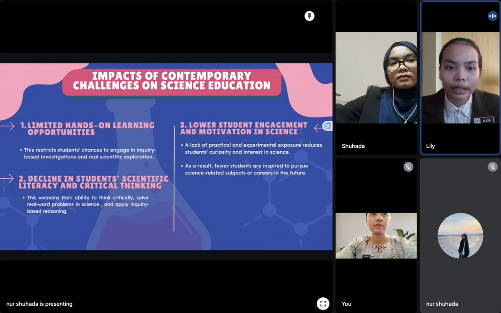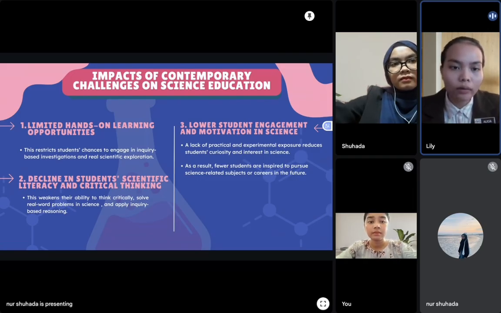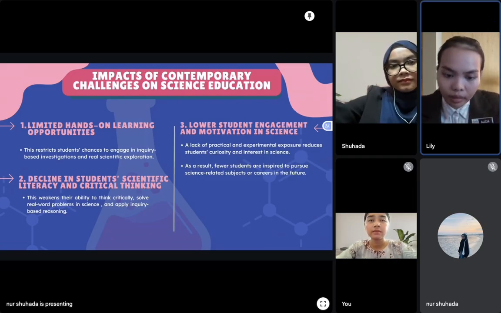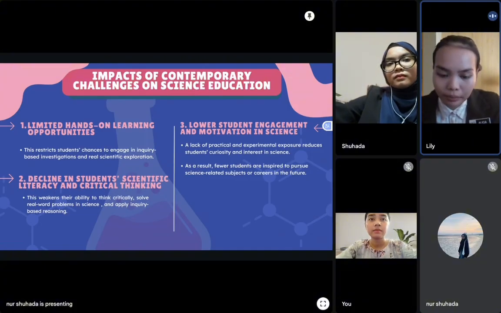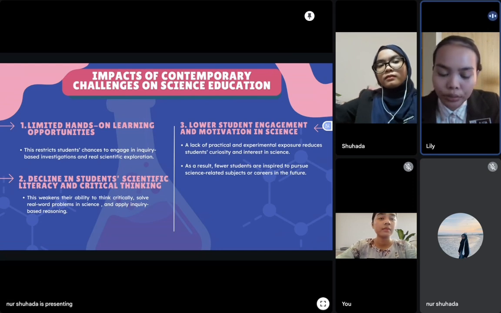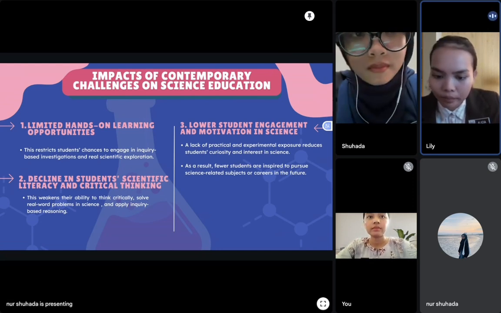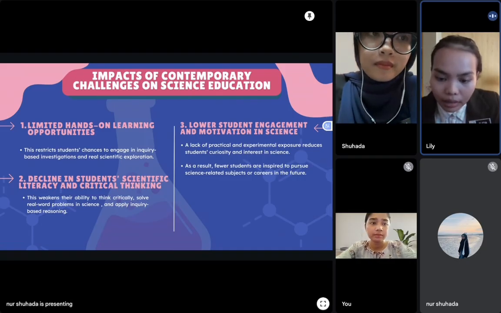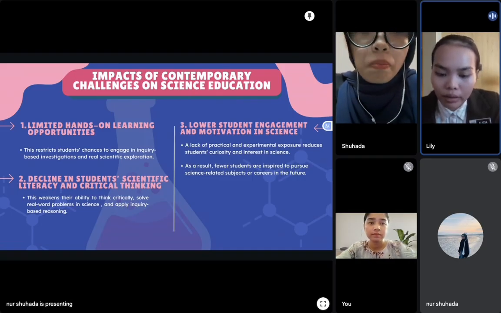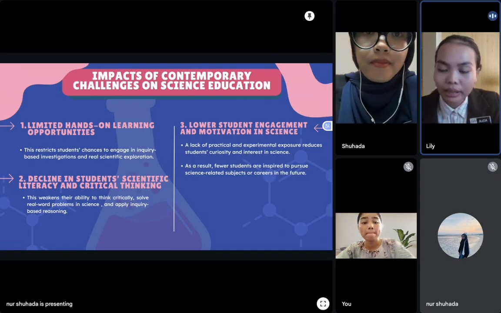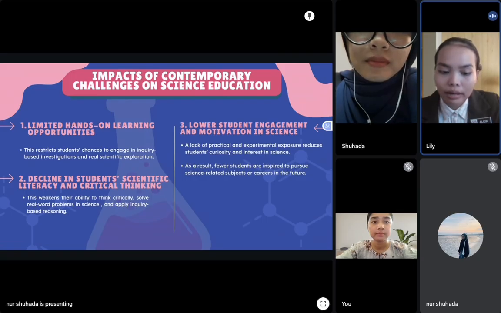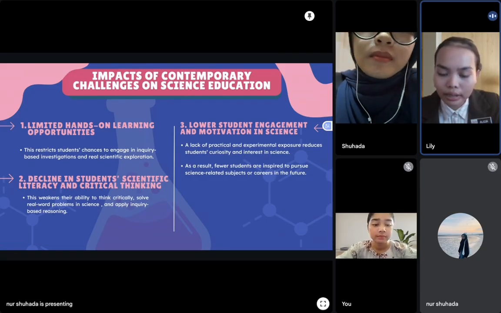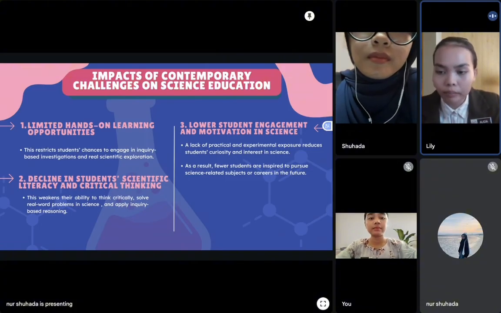Next is about impacts of contemporary challenges on science education. The first is about limited hands-on learning opportunities. This is because due to a lack of laboratory equipment and materials, teachers will conduct fewer practical or experimental lessons. So this will restrict students' chances to engage in inquiry-based investigation and real scientific exploration.